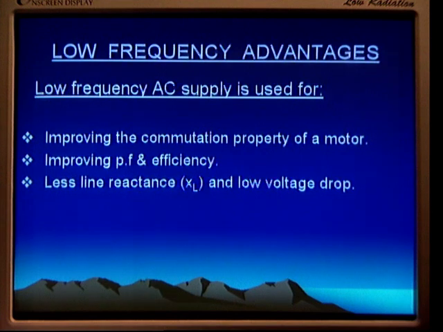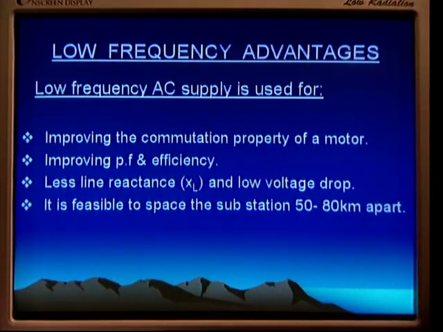You know the line reactance, that is XL. XL means omega L. What is omega L? That is 2πfL, where f means frequency. Due to the reduction of frequency to a small value, the reactance value decreases. Due to this, the I into XL drop decreases, thereby the voltage drop is reduced and the overall system voltage regulation is improved.